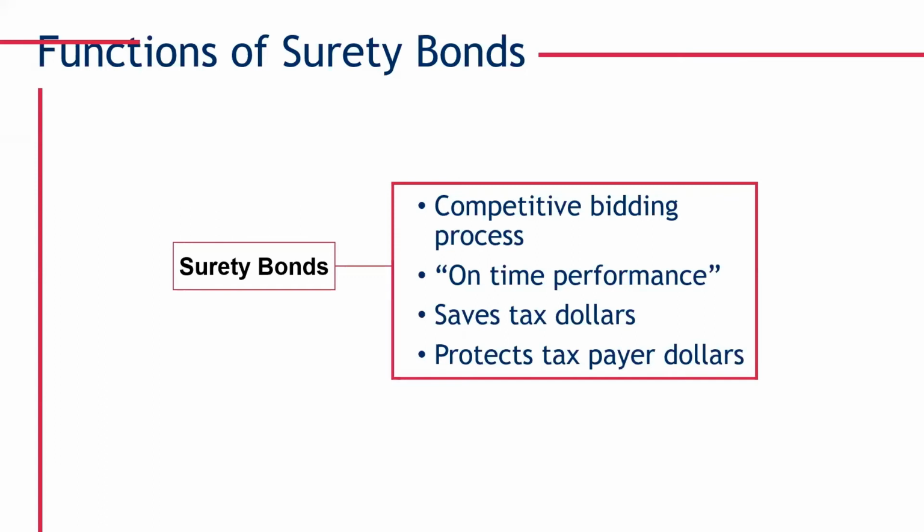Typically, those flim-flam artists that come in the middle of the night and leave in the morning, they're not going to last long in this game because the surety process really flushes them out pretty quickly, and ultimately it protects taxpayer dollars. Again, getting back to what is a surety bond and how did they begin? It's basically a performance guarantee or a financial guarantee that protects publicly funded projects using tax dollars. Next slide.